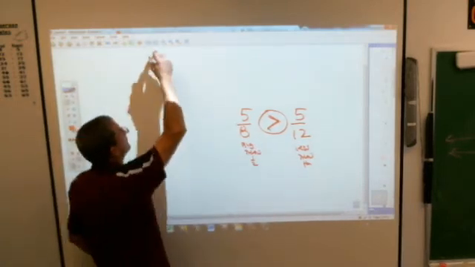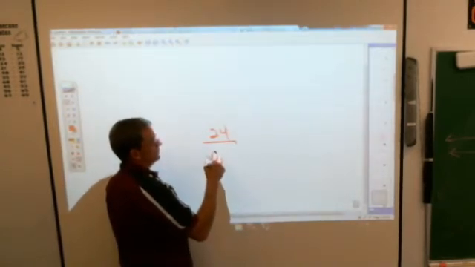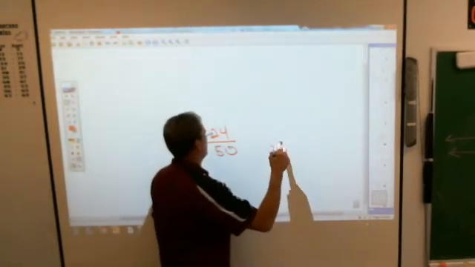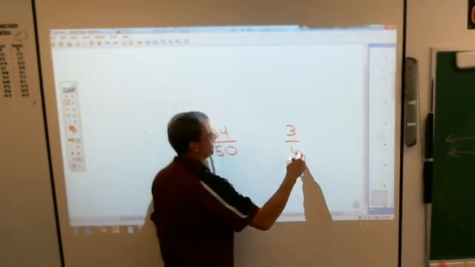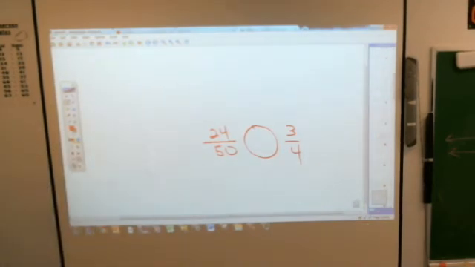All right, let's look at another one. What about 24 over, I don't know, 50 compared to 3 over 4. How do those two fractions compare? Jackson? 3 over 4 is bigger. Why? Because it's more than half, and 24 is not more than half.